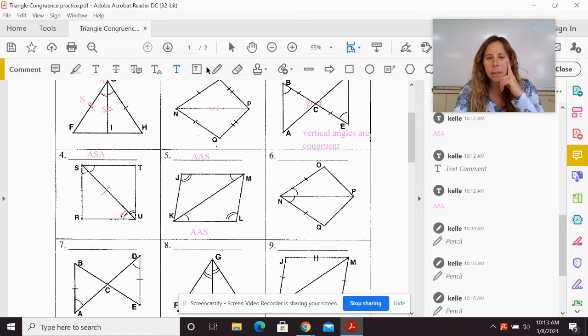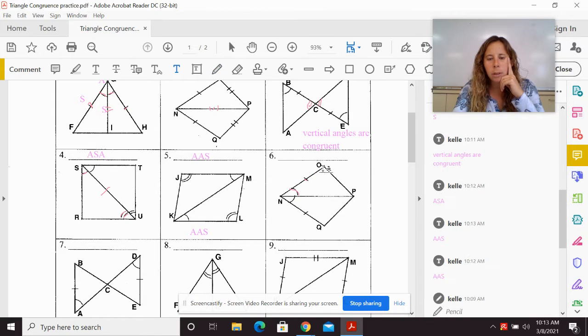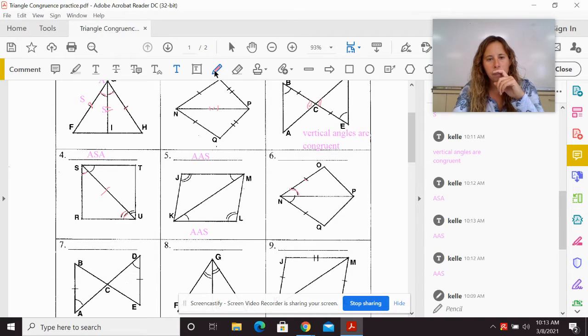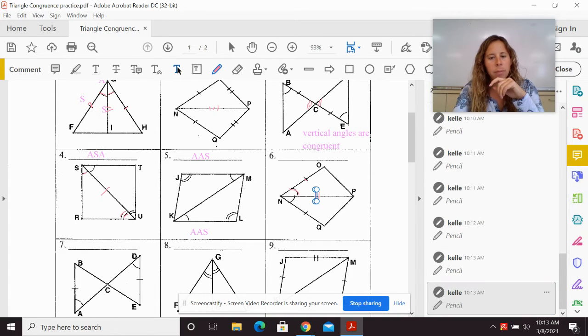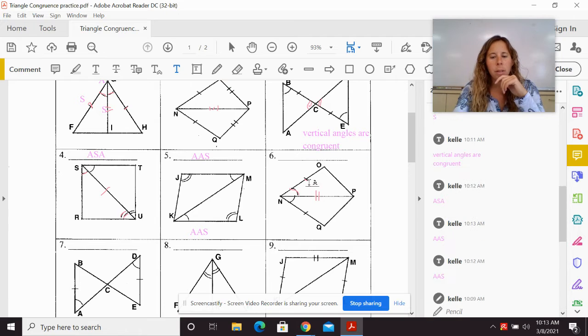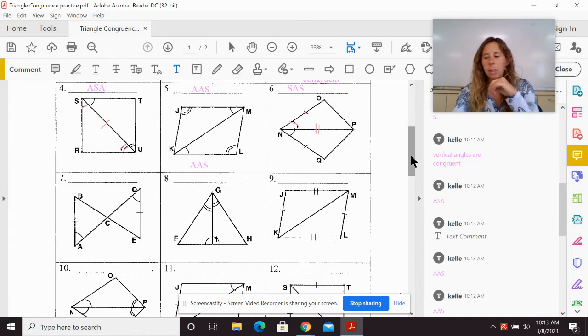What do I have for number 6? I have a side, and then I have an angle. What else do I know? They have a shared side, so this shared side is congruent to itself. So side, angle, side. Side, angle, side. Go ahead and look at number 7. You should be pausing me and trying these by yourself.